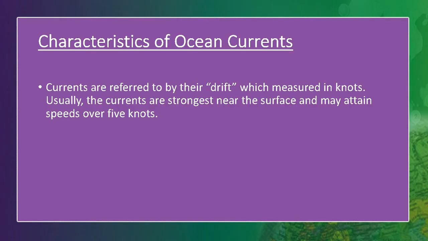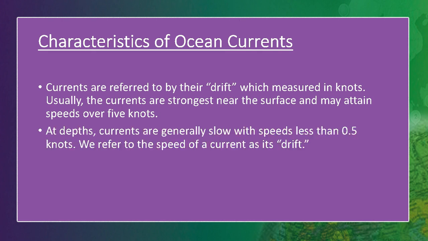Now we will talk about the characteristics of ocean currents. Currents are referred to by their drift, which is measured in knots. Usually the currents are strongest near the surface and may attain speeds over 5 knots. At depth, currents are generally slow, with speeds less than 0.5 knots. We refer to the speed of a current as its drift.